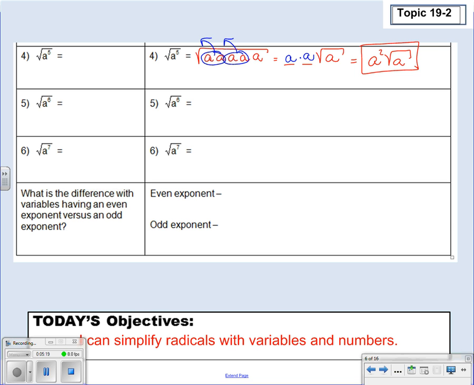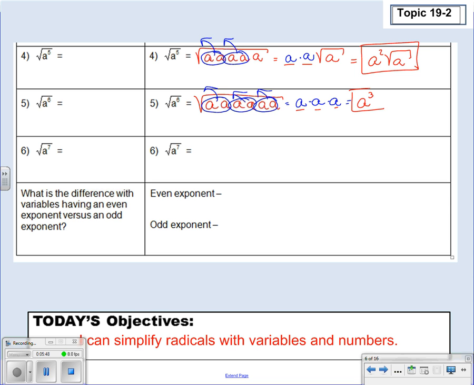A to the 6, there should be 6 a's, 1, 2, 3, 4, 5, 6. Looking for my doubles, here's a double, tell it to get out. Here's another double, get out of that radical. And then my last set of doubles, getting out of that radical. There are no more a's left underneath, so this is a times a times a, or a cubed.